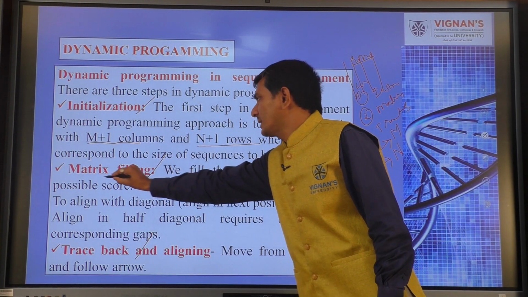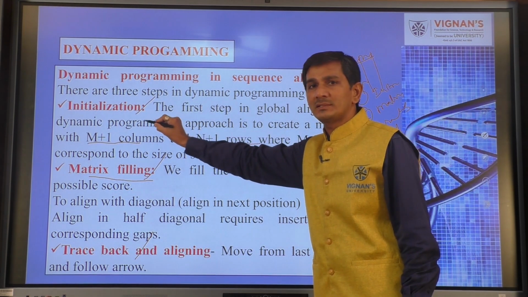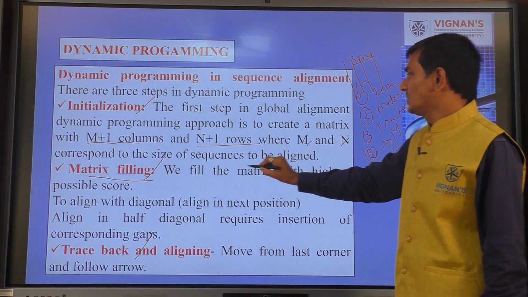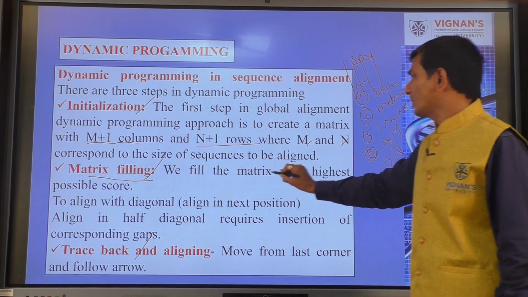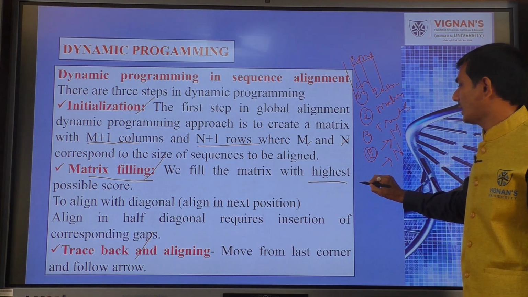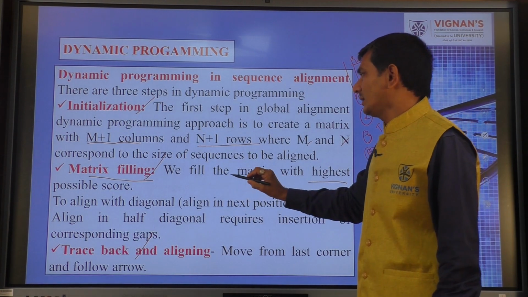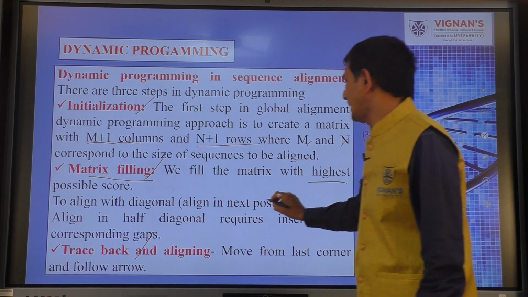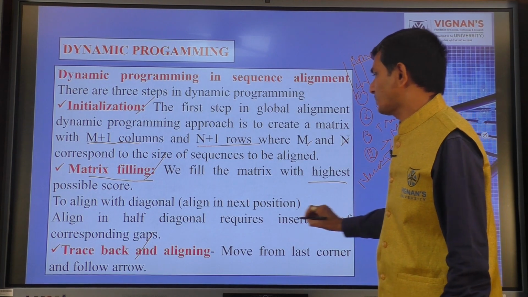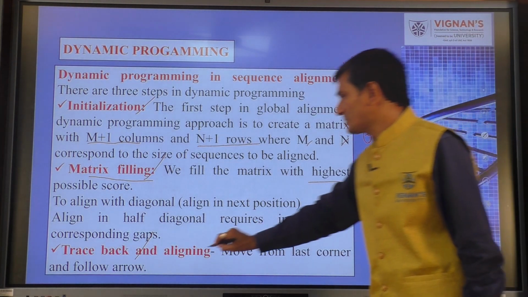The second step in dynamic programming is matrix filling. Once the initialization step is done, we proceed with filling the matrix table with values. In this step, we fill the matrix with the highest possible score with the help of the algorithm proposed by Needleman and Wunsch. Later, we align along the diagonal in the next position. Aligning off the diagonal requires insertion of corresponding gaps. Once the matrix filling is completed, the last step is the traceback.